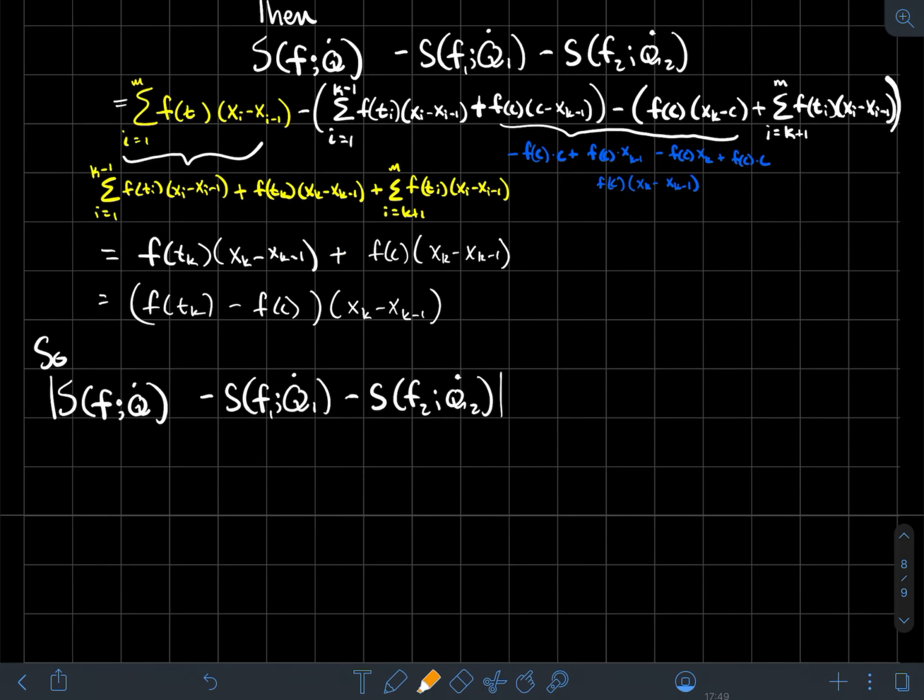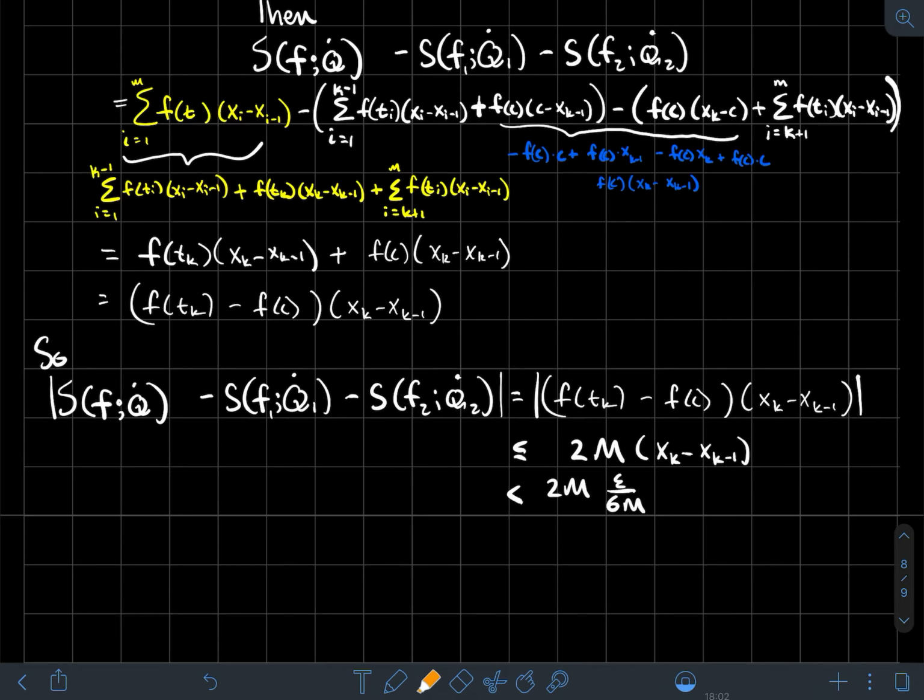We just showed that the difference in these, I guess the sum of these three Riemann sums here, is really just equal to this at the end of the day. And so what I've got then, let's take absolute value of both sides. Now each of these is bounded by M, right? In absolute value, if you think about the triangle inequality. So all this would be less than 2 times M times, again, I probably should have absolute value of x_k minus x_{k-1}. And what do I know that the distance between here is? Well, I know that this is less than delta.